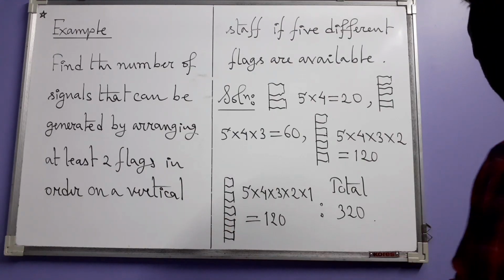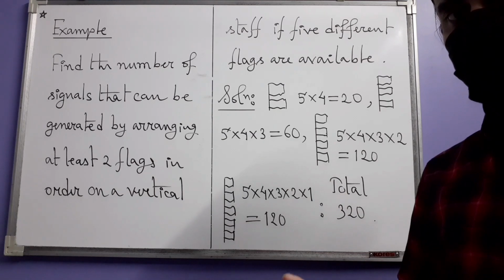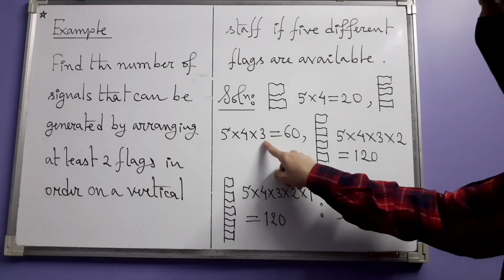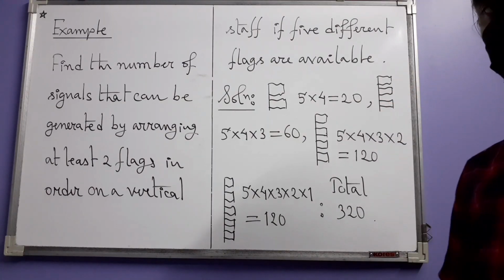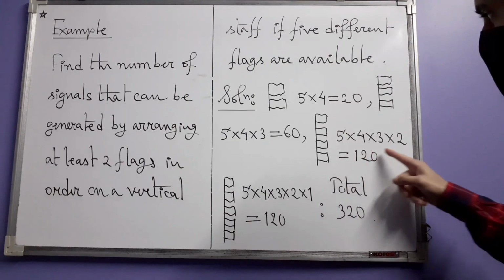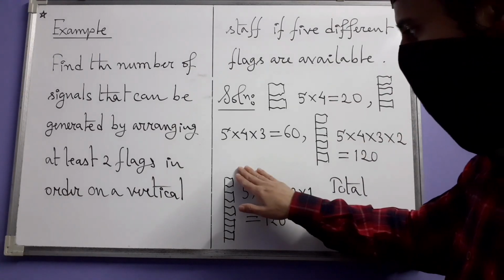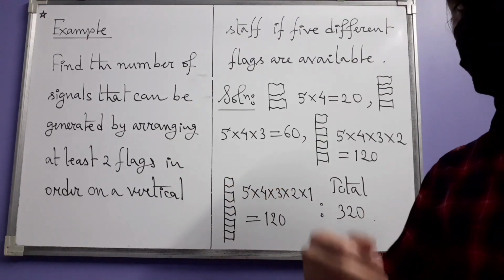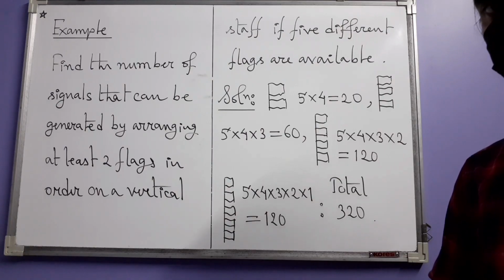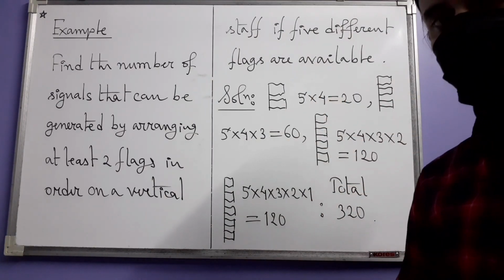What is this 3? Once you have chosen the top flag and middle flag, 2 flags are gone from the available 5. So you are left with 3, so that is this 3. This is the number of options for the bottom flag. Similarly, you have signals consisting of 4 flags and their total number is 120, 5 times 4 times 3 times 2. And finally, you also have signals consisting of all 5 flags and their total number is also 120. And then you add them up and get the grand total, which is 320.